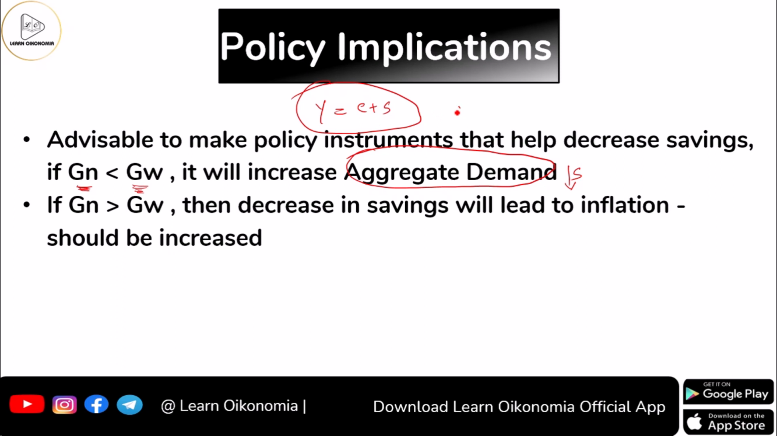When the C part increases, the S part automatically comes down whenever the income is constant. Now, what is the other scenario? Whenever the natural growth rate that you can attain given your natural resources is more than the warranted growth rate, this shows that there would be a reduction in saving that will lead to what is known as inflation in the economy. So inflation would be increased here. So this will be increasing inflation in the economy.